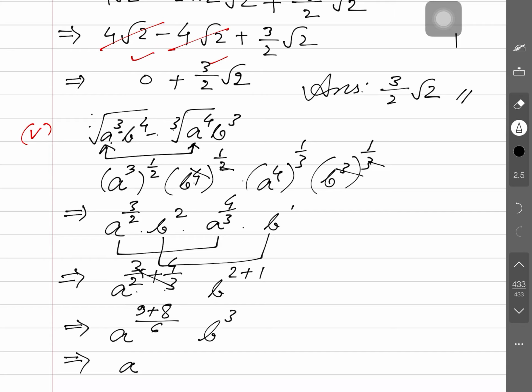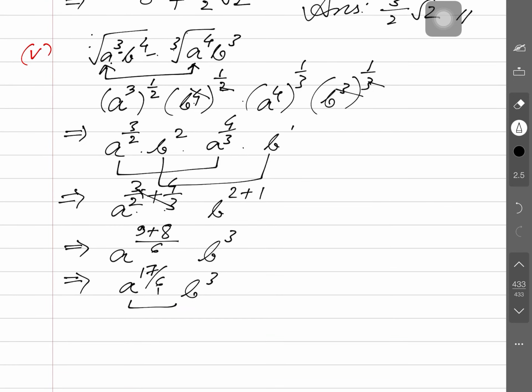So what is that? A to the power 17 divided by 6, and B to the power 3. So the answer is coming in power or exponent form, but your question was in surd or radical form. So you need to bring it to the radicand form. So how can we write it? Because the denominator of the power is actually the index, right. So this can be written as A to the power 17 under the root with index 6.